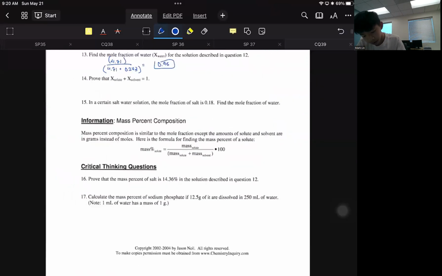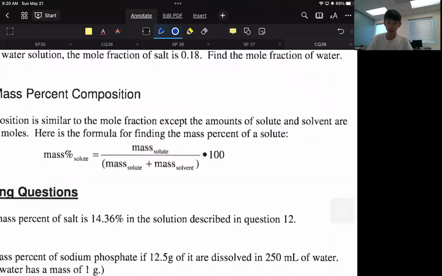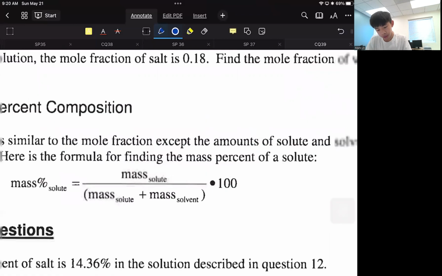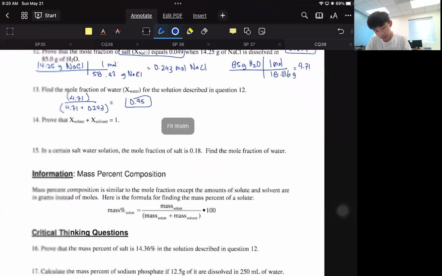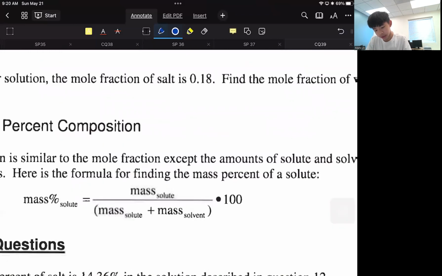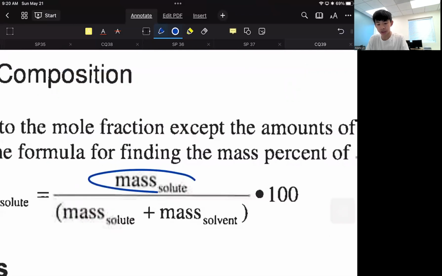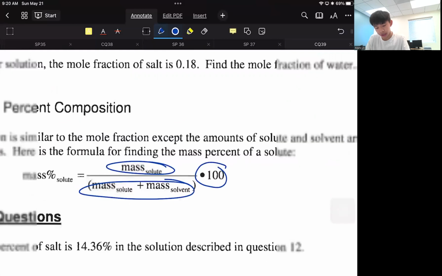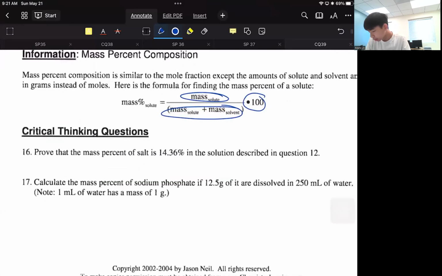Mass percent composition. This is just the same thing, right? If you're trying to find solute, then you put the solute on top. And for the denominator, it's just solute plus solvent. But this time it's mass, so you're gonna be using grams. And then you multiply by 100. So yeah, let's get right into it.